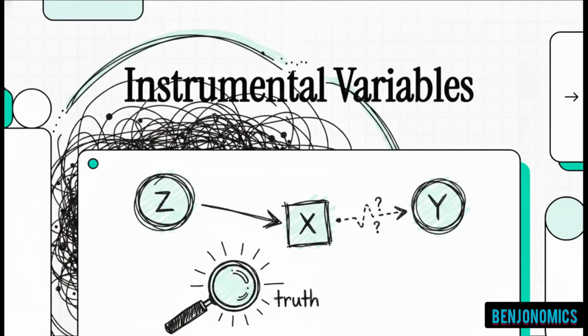Welcome to the Explainer. Today we're tackling a notoriously tricky but absolutely vital statistical concept. It's an incredibly powerful tool for finding the truth in messy, real-world data. We're talking about instrumental variables. If you've ever looked at a data set and thought, wait, is this correlation just a total illusion? Well, you're in exactly the right place.